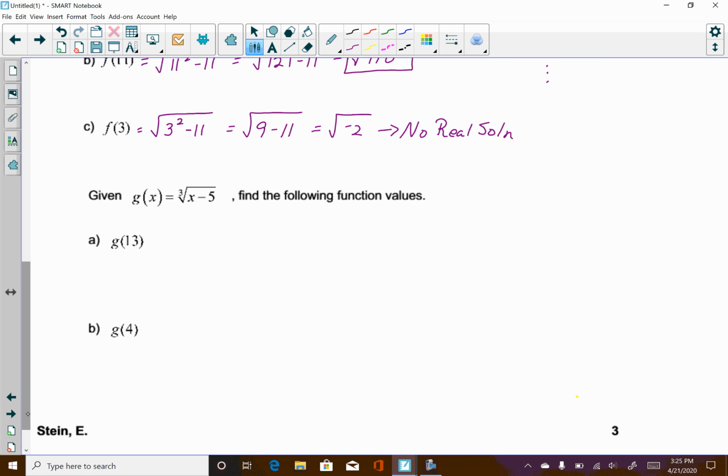Okay, and then I'll let you try the example down at the bottom. I don't think there's anything too new down there other than the fact that you're taking the cube root, but they're straightforward cube roots. And then the back page is just practice with everything that we've talked about here in this set of notes, so I think that'll be a good practice for you.